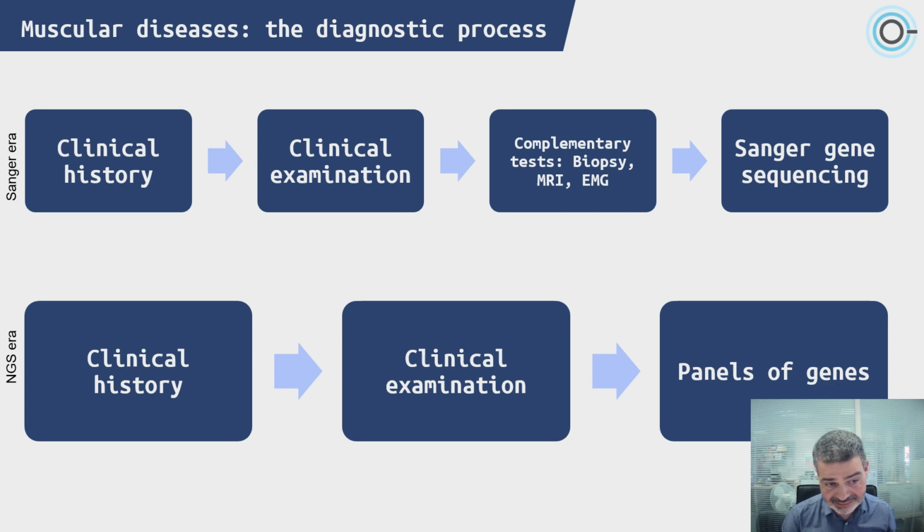We start with the clinical history as in the past. We then do the clinical examination to have an idea of whether the patient has a myopathy or a neuropathy or a congenital myasthenic syndrome, and then we do the panel of genes. This means that in many cases we end the diagnosis just after the panel of genes, but unfortunately there are some limitations of next generation sequencing.